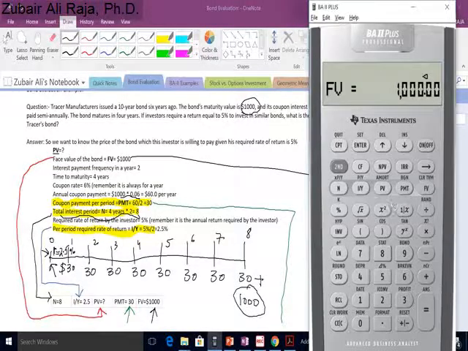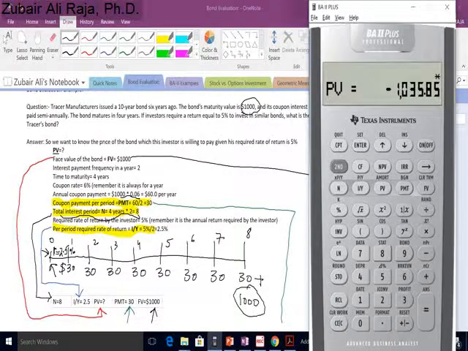So now we are all set to find the present value. We simply press the compute button and then present value. So this is actually the price of the bond which the second investor needs to pay in order to get this bond: $1,035.85. And if you see, this price is more than the face value.